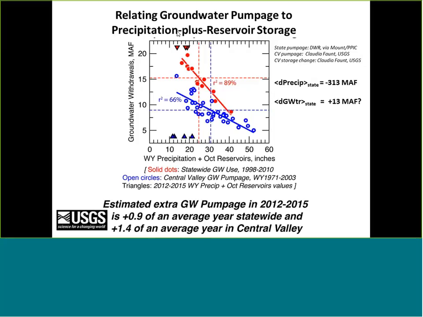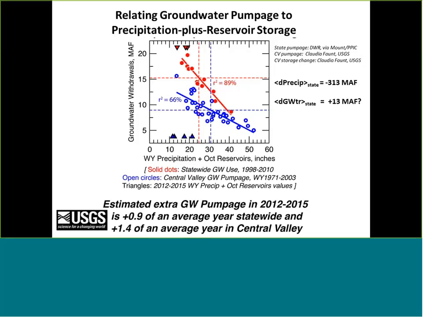So these arrows up here are the X values for those 4 years, all right? So they're way over on this side. The blue ones down at the bottom are for the Central Valley, the same sort of thing.